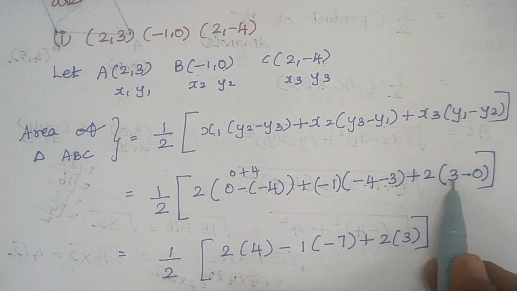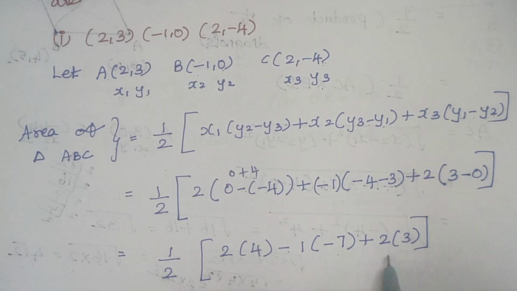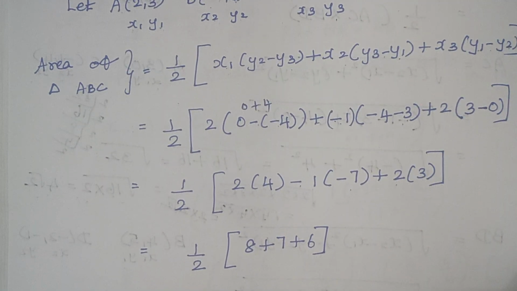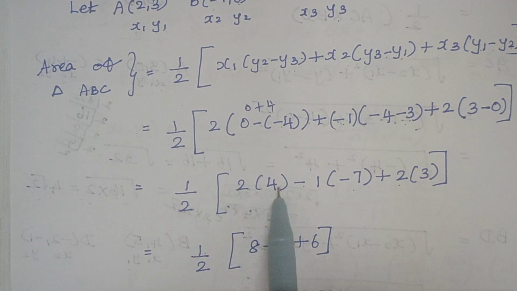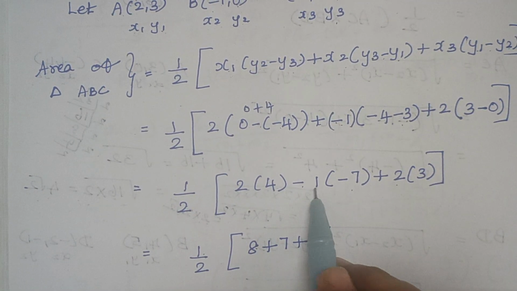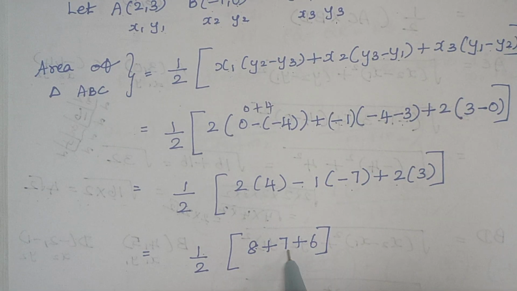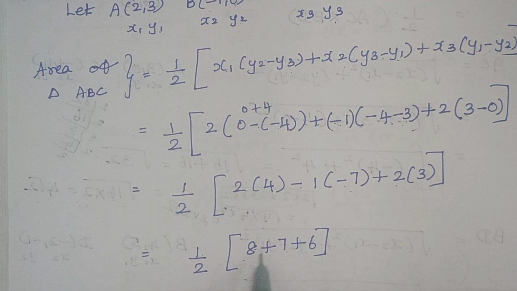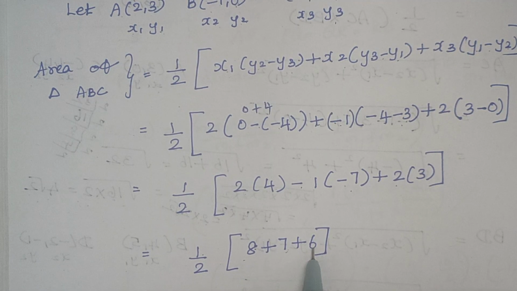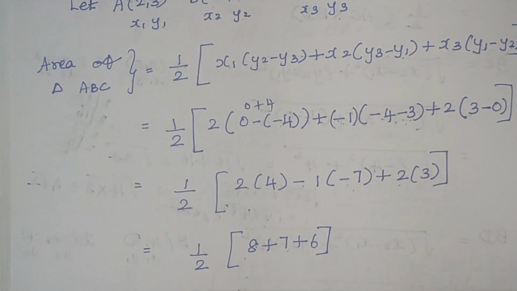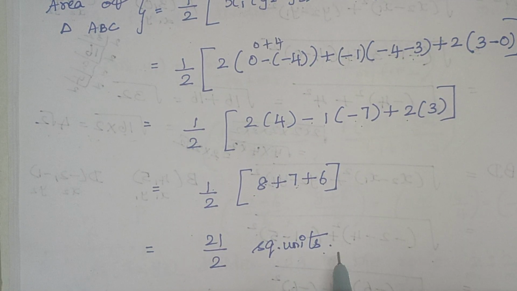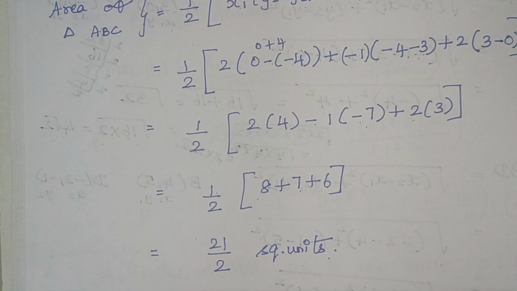Plus 2 into 3 minus 0 is 3, right? So here it is 2 into 3. Now we are going to simplify. So half of 4 2s are 8 and minus 1 into minus 7 plus 6. So when you add all these terms, 8 plus 7 is 15 and 15 plus 6 is 21, right? So here the answer is 21 by 2 square units. So this is the area of the triangle for the given vertices, right?